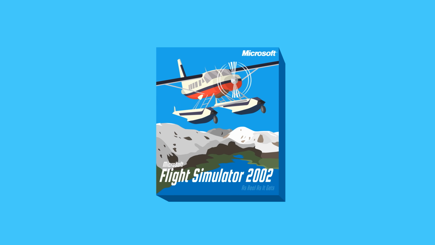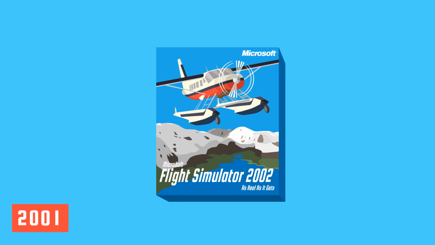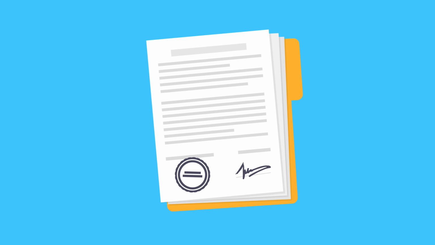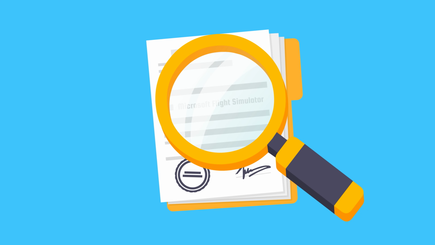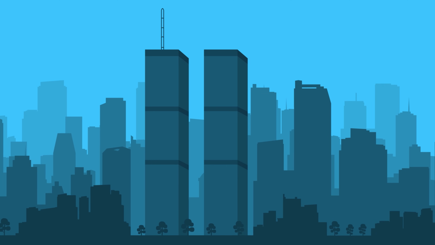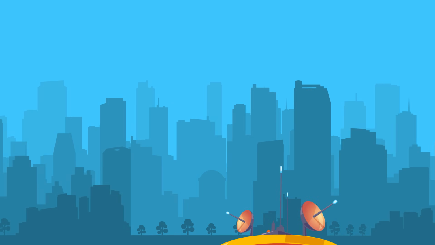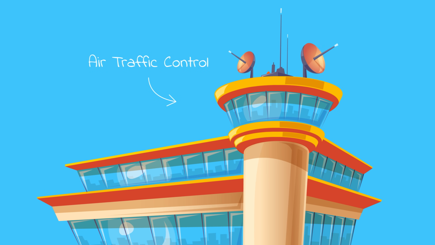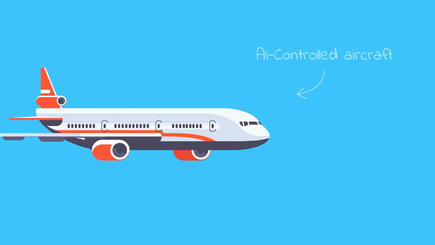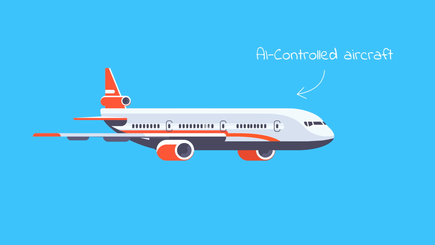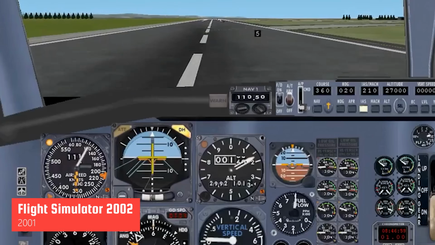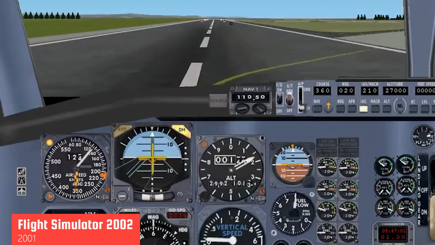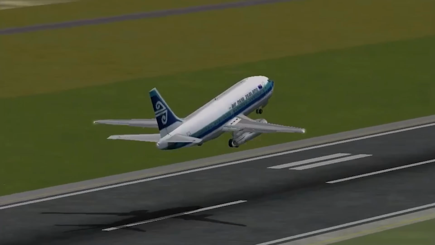Flight Simulator 2002 was released in 2001, shortly after the 9/11 terrorist attacks. Microsoft was at the center of controversy because reports showed the terrorists had used Flight Simulator to prepare the attacks. Due to the terrorist attacks and to respect the victims, the Twin Towers were removed from the game. The game introduced air traffic control to communicate with airports and artificial intelligence aircraft to fly alongside computer-controlled aircraft. It continued the upwards trend in graphics, and Microsoft also managed to make the game run smoother.